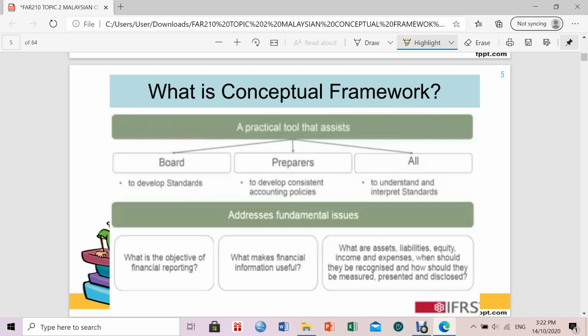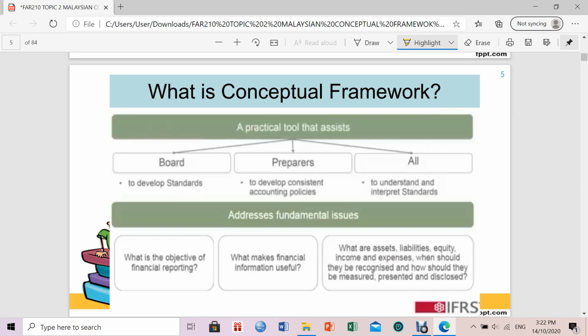Okay, however, there may be circumstances of transaction or event which are not specifically dealt with in the MFRS or in the standards. In that case, we will refer to this conceptual framework in order to select an appropriate accounting policy.